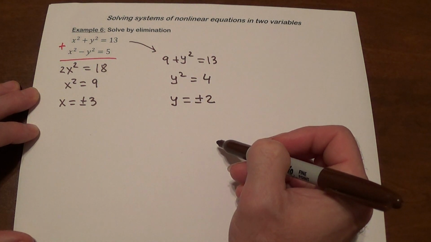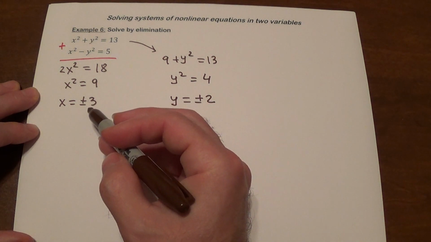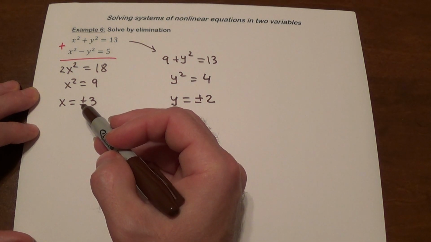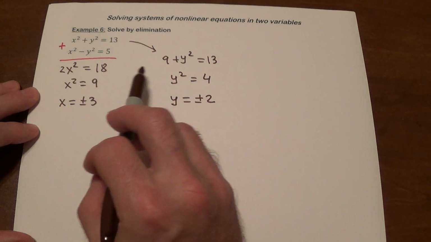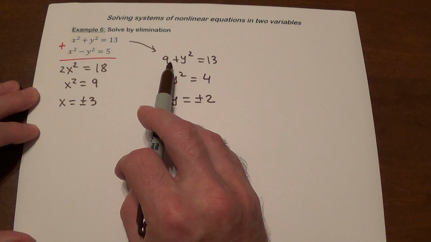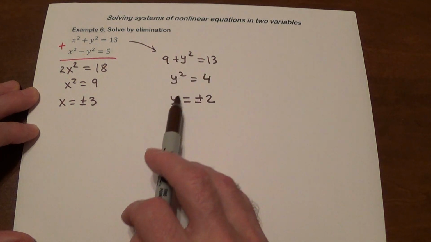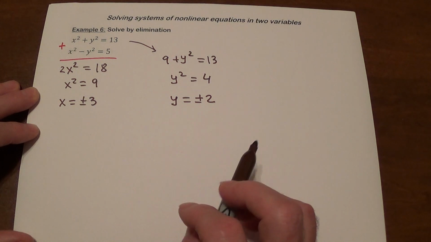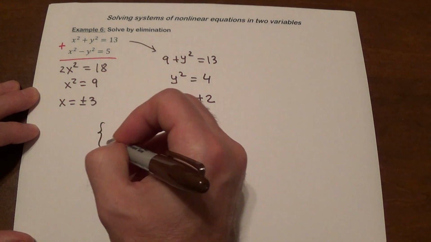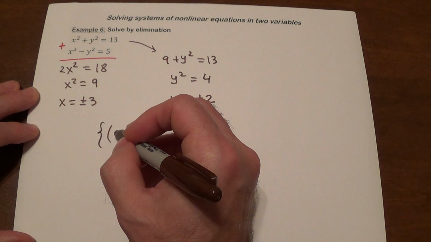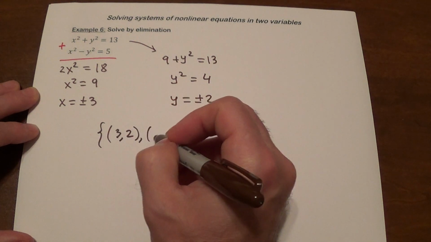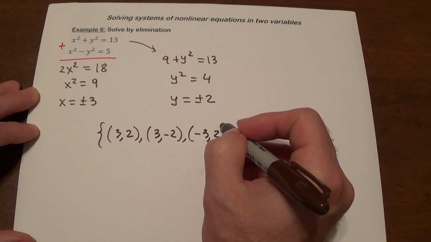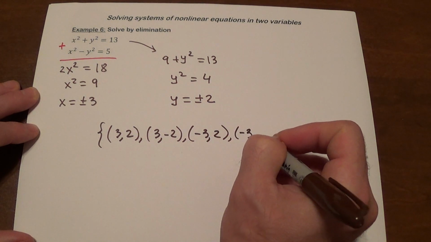Okay, so just to avoid any mistake here, every value from here goes with every value from here. The logic is very simple. If I take, for example, 3, and I substitute this into the first equation like I did, I'm going to get 9 plus y squared equals 13, and for 3 I'm going to get plus or minus 2. And the same thing is going to happen with -3. So the solutions here are going to be a total of 4 points. 3, 2, 3, -2, -3, 2, and -3, -2.